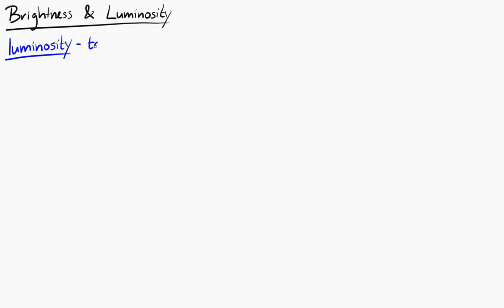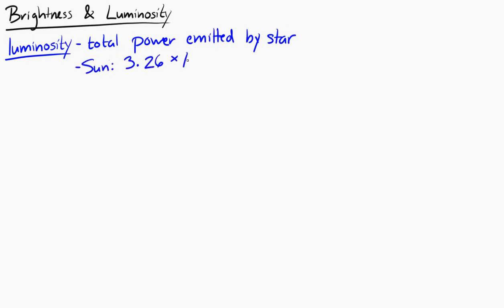Luminosity is the total power emitted by a star, or any other object, but here we're going to talk about stars. So the sun's luminosity, or the amount of power that it emits, is 3.83 times 10 to the 26 watts. It's a lot, but that makes sense. It's the sun. It gives off a lot of power.